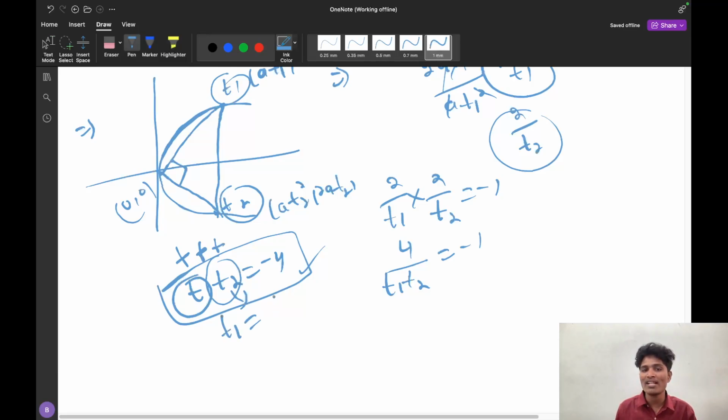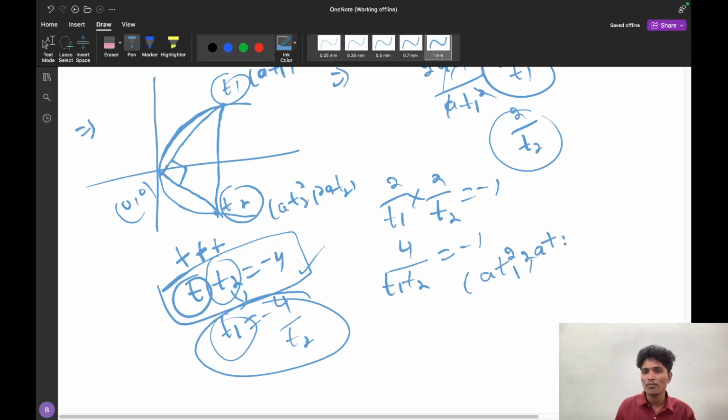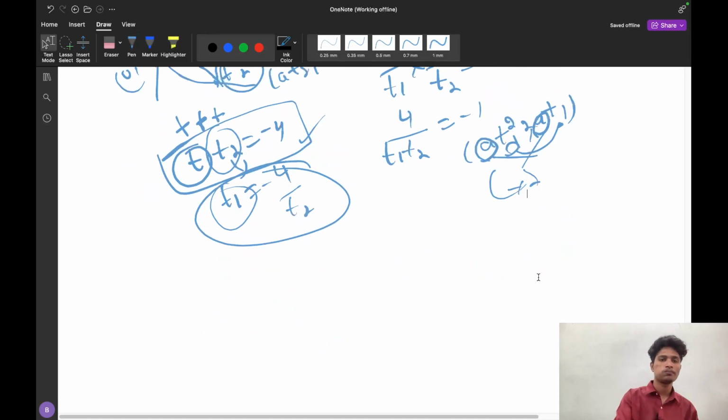We have to find t1 is equal to minus 4 by t2. Then you can find the parameter t1 and substitute it in a t1 square comma 2a t1. t1 should be substituted and a is already known, so you can find the coordinate. Like this you have to do.